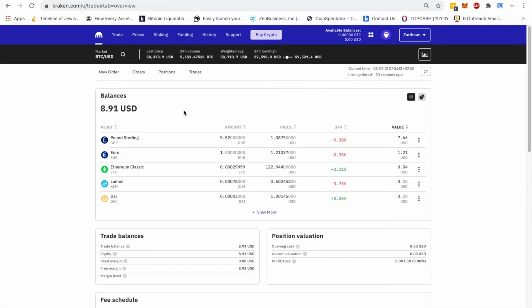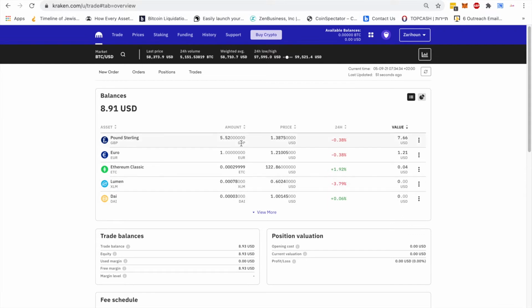In today's video, we're going to be reviewing Kraken Exchange, where we're going to be showing you the interface of the exchange and what the features are. We're also going to be briefly talking about margin trading and futures trading. So let's start. Once you've successfully logged in, registered and verified your account, this is what you should see.